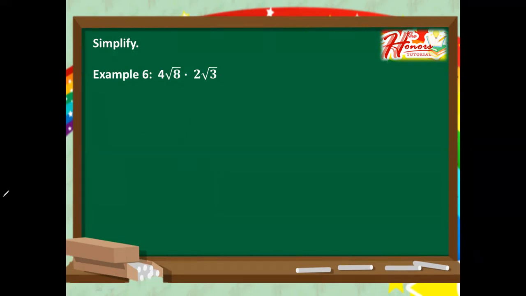Now let us have another example. So this is example number 7. But I want you to notice that we have here different indices. So therefore, we have to change that into equivalent or same indices. So we have here the solution. We are going to transform it into exponential form. So then it will become 5 raised to 1/3 times 7 raised to 1/2.